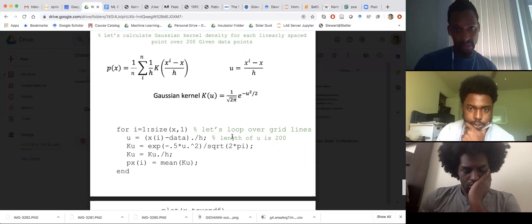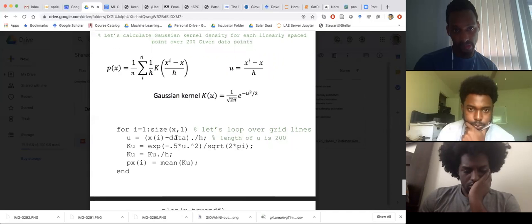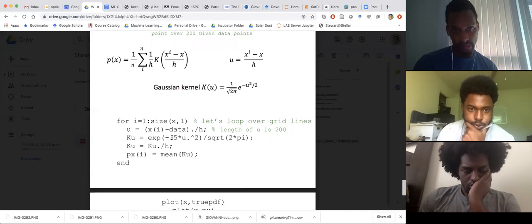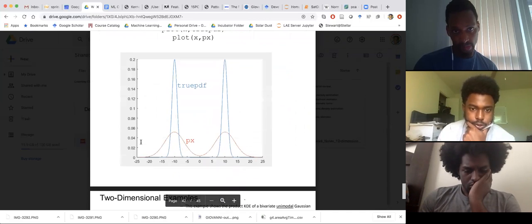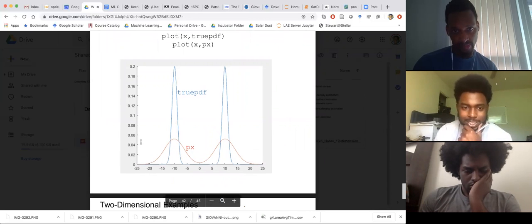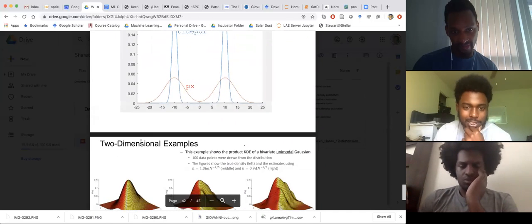Okay, they say they calculate u, which is the distance from this point to all the other points. Okay, I see. They do the kernel version of that. And then they divide that by h. Take the mean. Huh. Okay, looking at the code actually was helpful. I feel so much more confident trying to implement this.